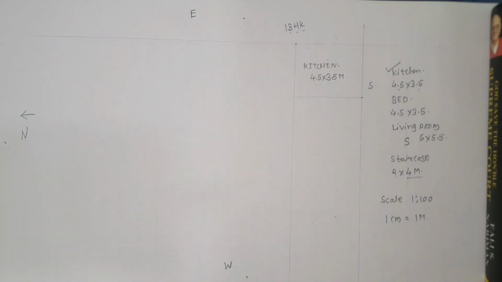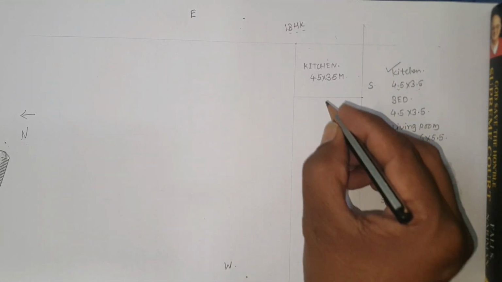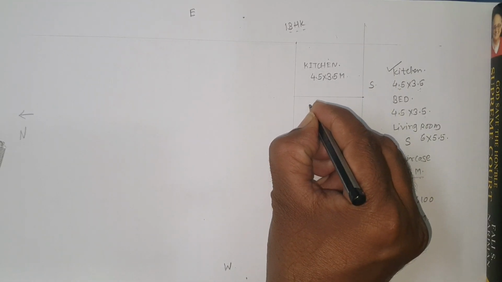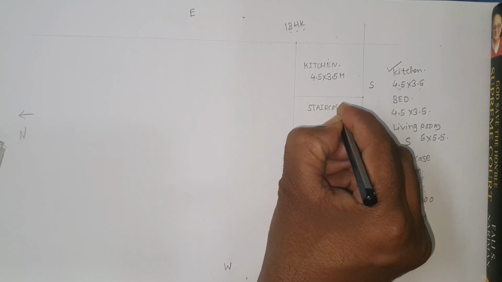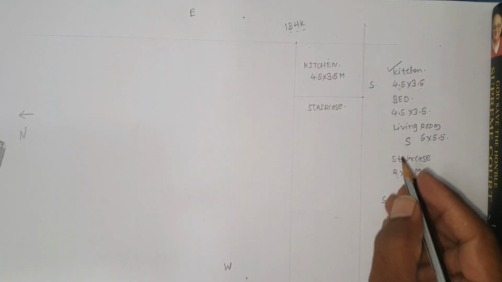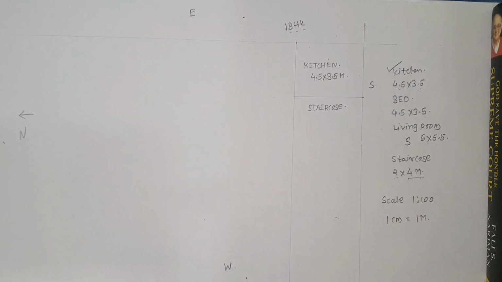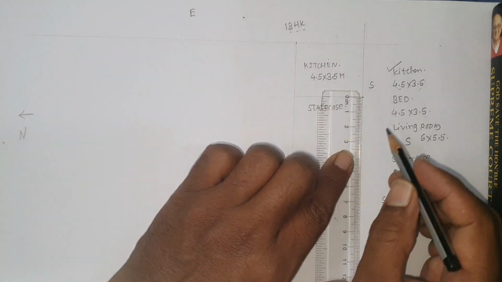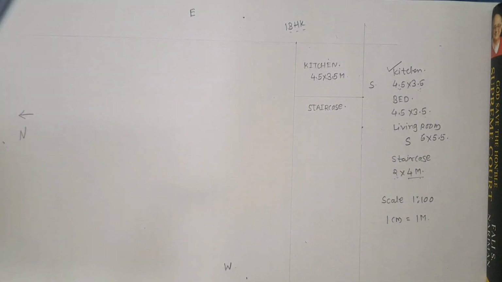Dimensions of kitchen. Now in between kitchen and bedroom, we are going to provide a staircase. So here the space for staircase is given. This is staircase. So we have decided to give the staircase dimension 2 meter by 4 meter: 2 meter its width, and accordingly 4 meter its length.